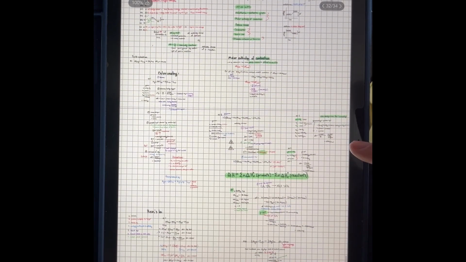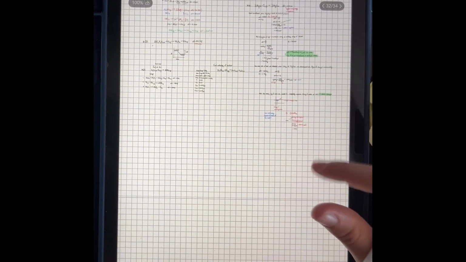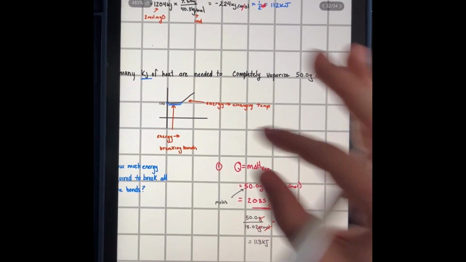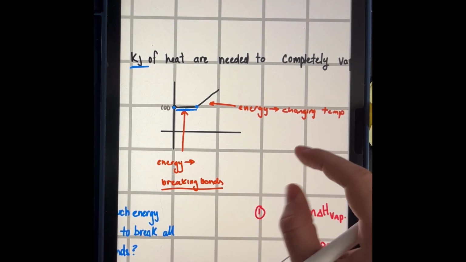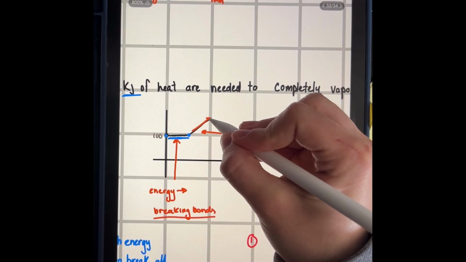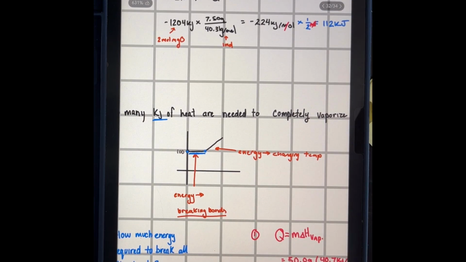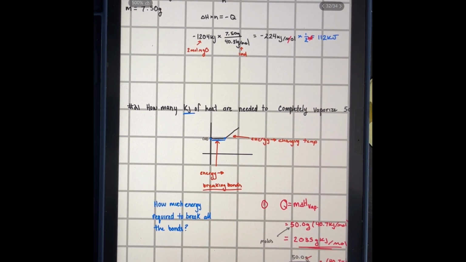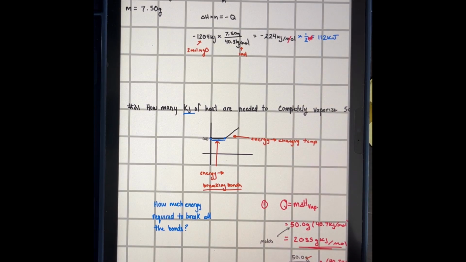Oh, right here. Okay, so this flat part, the energy is going towards breaking the bonds. And then the energy as we move up or down is the energy towards changing the temperature. So the energy can only go towards so much, right? So anyways, that's just what the flat and slope parts mean. The flat part of the graph, I'm pretty sure the energy goes towards breaking and forming new bonds, but let me double check.